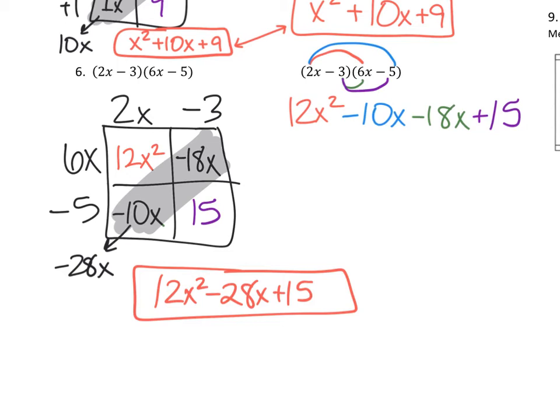One thing I saw a lot is that we weren't bringing our signs with us. Remember, you actually have to multiply by what sign is there. Don't give me positive numbers forever. If there's negative numbers, actually multiply by them. Those are two different answers.